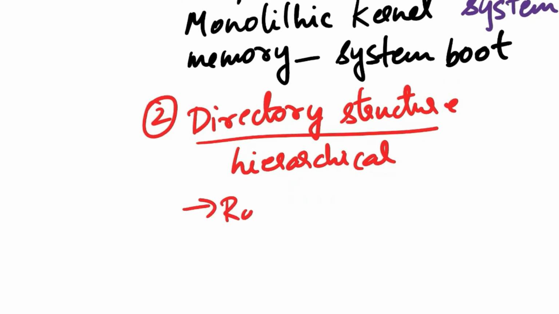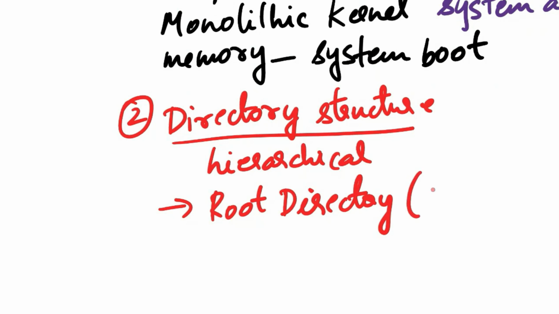First is the root directory. It is represented as a single forward slash. The root directory is the top level directory in the Linux file system. Everything in the file system is organized under this directory. The root directory contains all other directories and files.